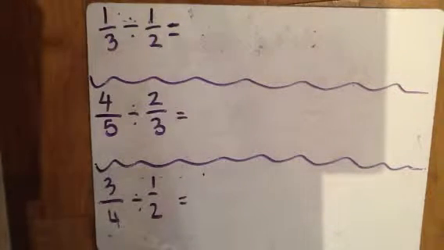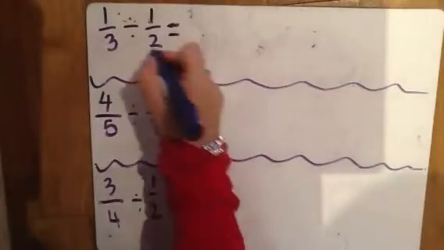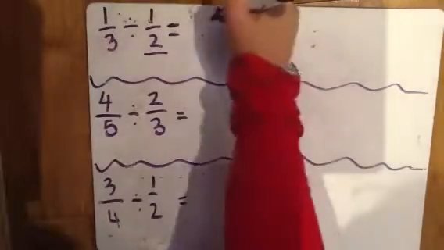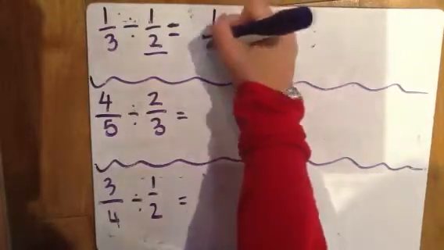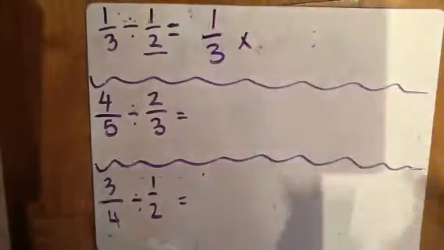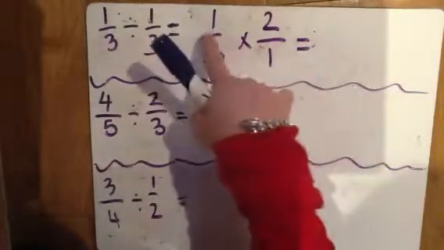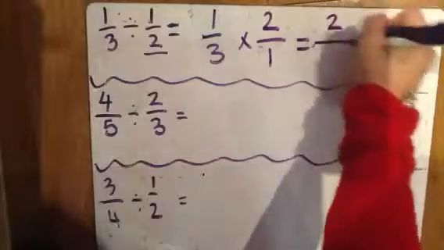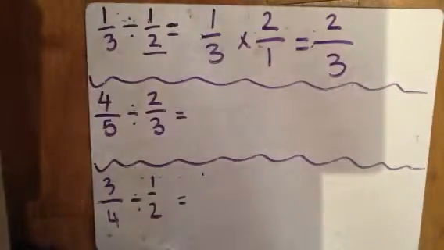So we've got 1/3 divided by 1/2. What we need to do is convert the second fraction into a reciprocal fraction and then multiply. So we have 1/3 times 2/1 equals 1 times 2 is 2, 3 times 1 is 3. So the answer to that question, we don't need to simplify it, is 2/3.